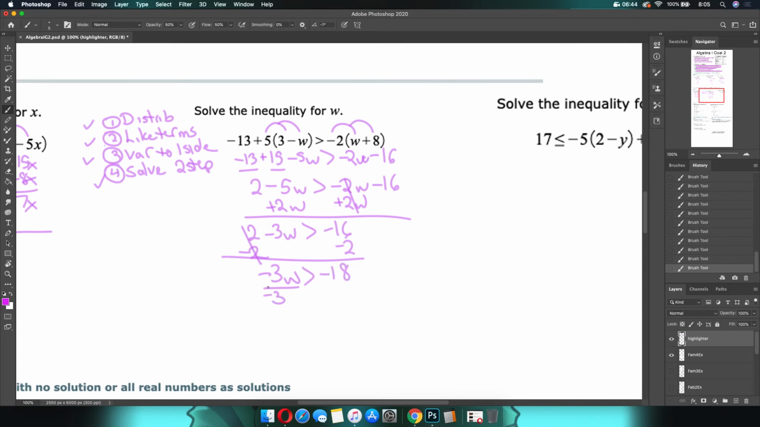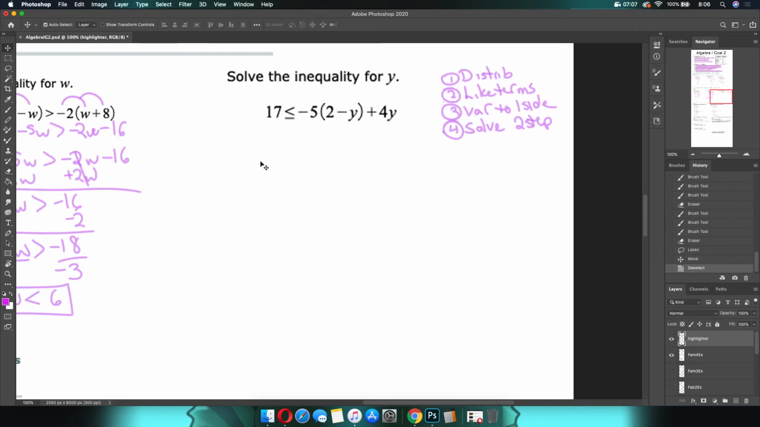Divide by negative 3. Divide by negative 3, and suddenly a little bell is going off because we're dividing by a negative. So that means w is greater than, or nope, see, I wrote the bell and then I still didn't actually do it. I have to flip my inequality and then it becomes a 6. All right, one more time, erase these and then move it over.